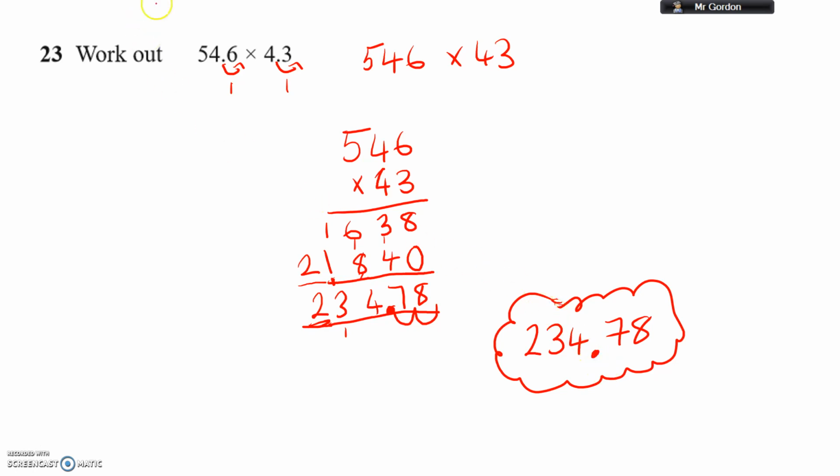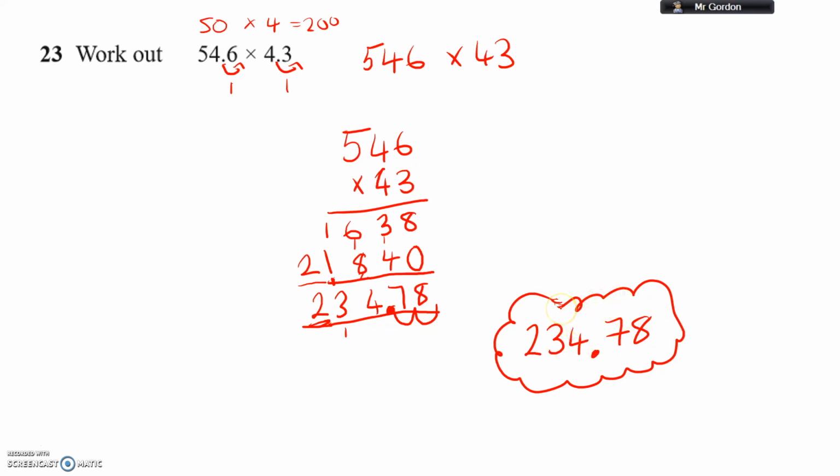And if you want a quick way to check if that is the correct placement of your decimal point, then just do a nice clever check here with the original numbers. What's 54.6 roughly? Well, it's roughly about 50, right? What is 4.3 roughly? Well, that's roughly about 4. What's 50 times 4? That is exactly 200. Is my answer around 200?